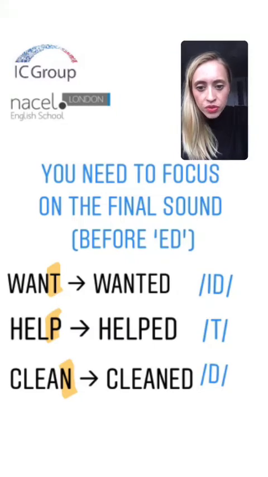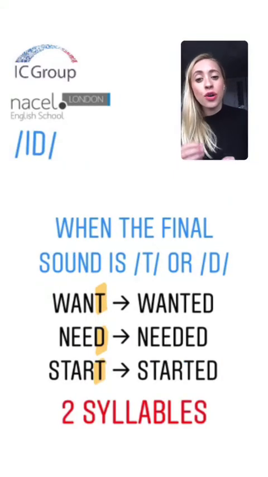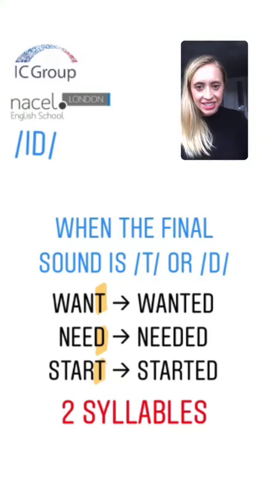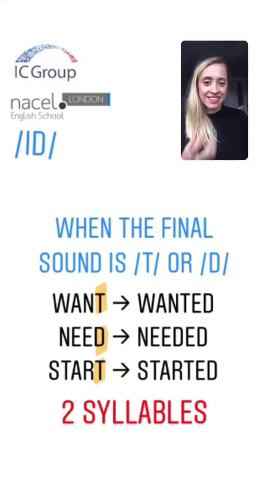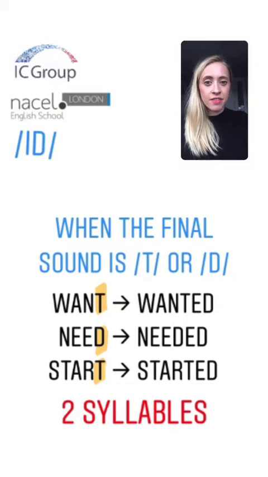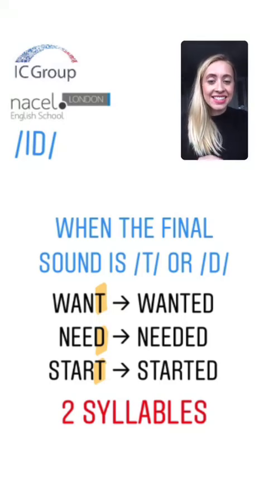So this is the slide you need. So when the final sound is a t or a d, we add id, or we pronounce id. Okay, so want, the t sound becomes wanted. Need, final sound is d, becomes needed. And the same start, final sound, the t sound, start, becomes started. Notice here that all of these words now become 2 syllables. You have wanted, needed, and started.